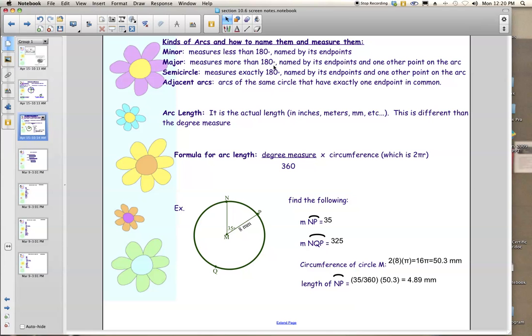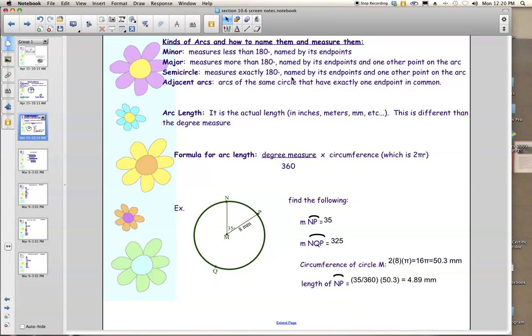A major arc is more than half the circle. We name those by their endpoints and one other point that is on the arc. Order does count. You have to pay attention. A major arc might be from N through Q to P. So we would name it NQP and put the arc symbol over the top. If there's more than one point labeled, you just pick one. Do not name them all. Start with N, pick another point that's on the arc, and then end at P. You could also start at P, pick another point, and end at N.